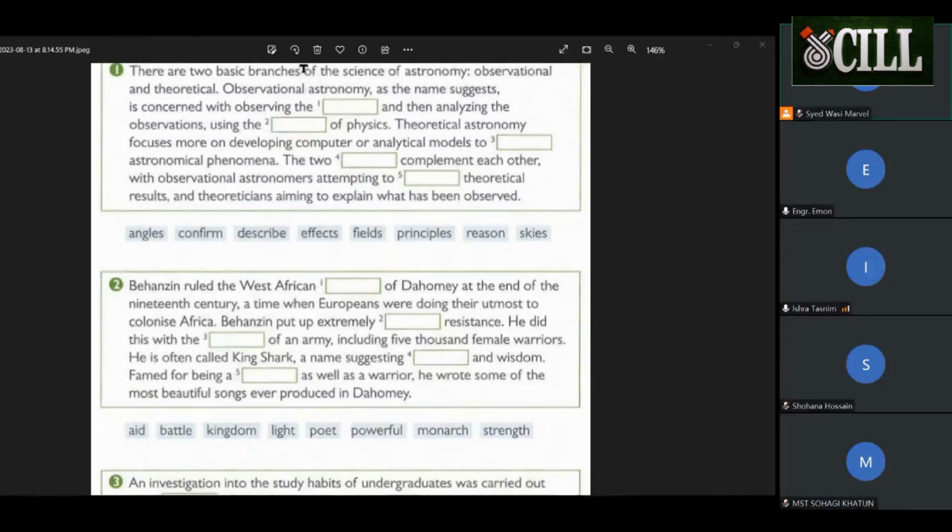So next one, number 5, with observational astronomers attempting to dash theoretical results. So we already have the first verb for number 3, and according to the sentence structure, after 2 you need another verb, and now you only have one option, because as I said, these are not verbs, these are nouns. তার মানে আমার অপশন একটাই, confirm theoretical results.